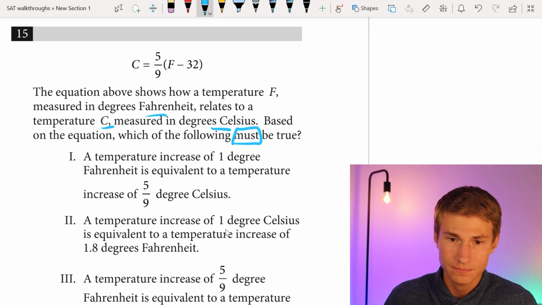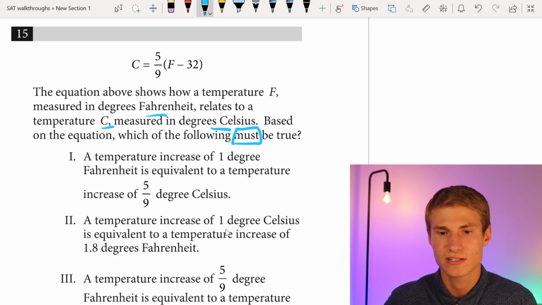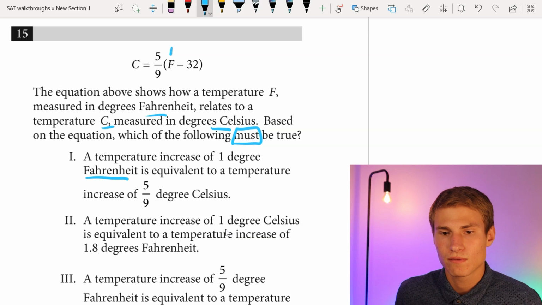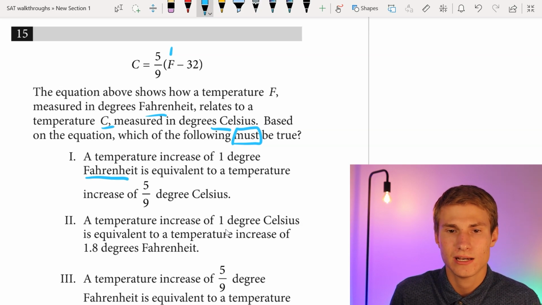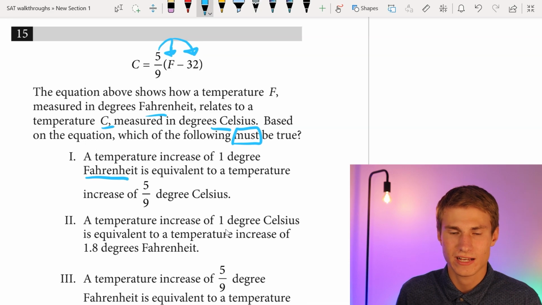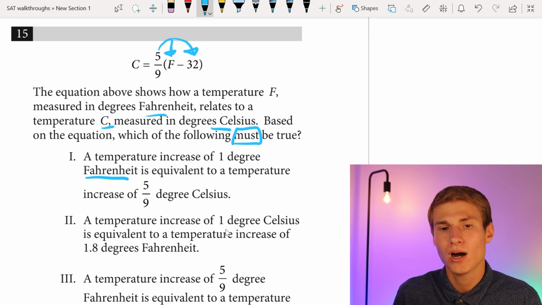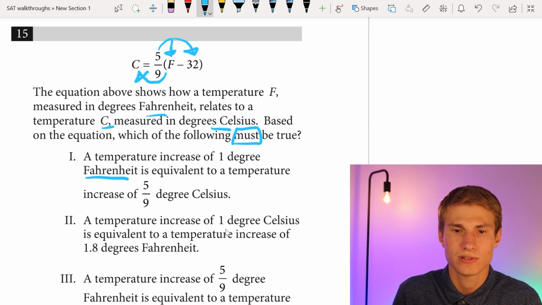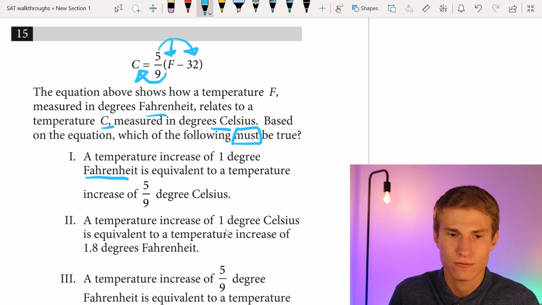All right, well, I see in 1, we have a temperature increase of 1 degree Fahrenheit. So if F increases by 1, is equivalent to a temperature increase of 5/9 degrees Celsius. Is this true? Yes. Okay, we can keep in mind that we would be distributing that 5/9 here and here. 5/9 times that negative 32 will just give us some sort of constant dealing with our intercept. But we see then as F increases by 1, our degrees Celsius will also increase by 5/9. Therefore, 1 is true. So I'll put a T there for true.